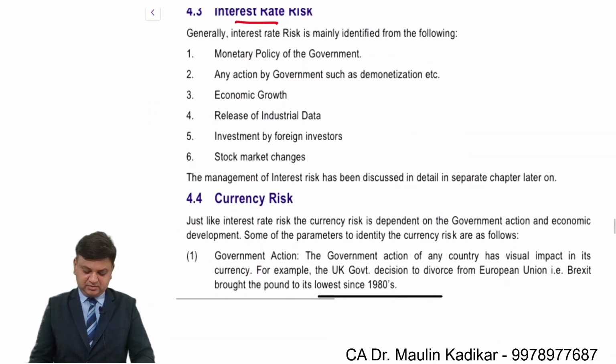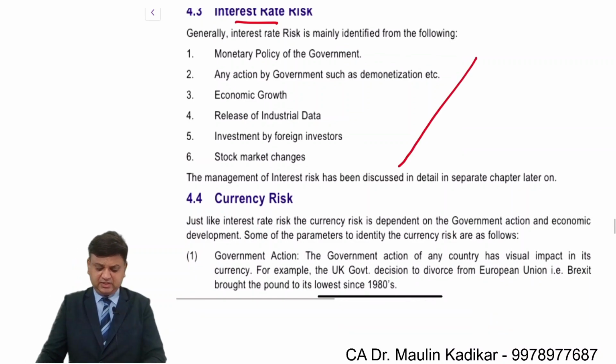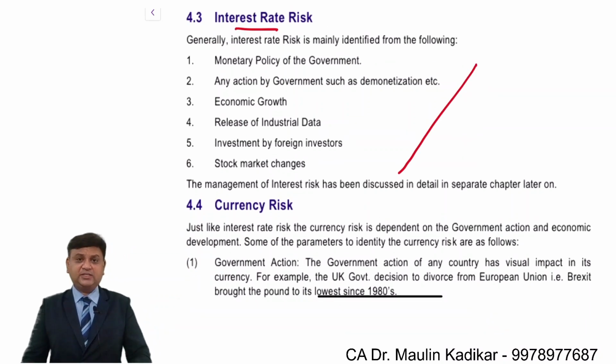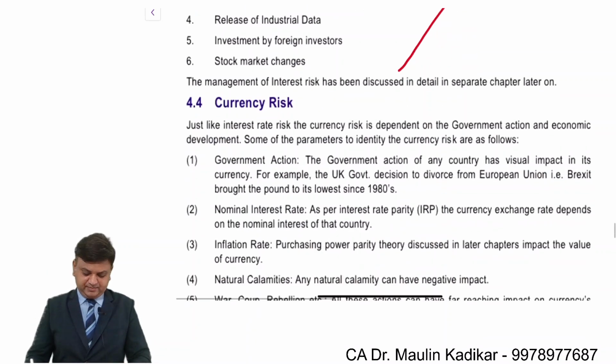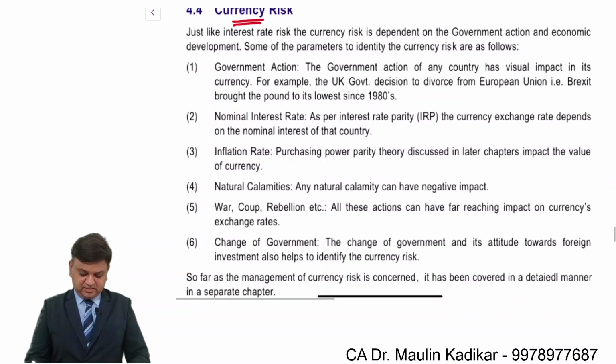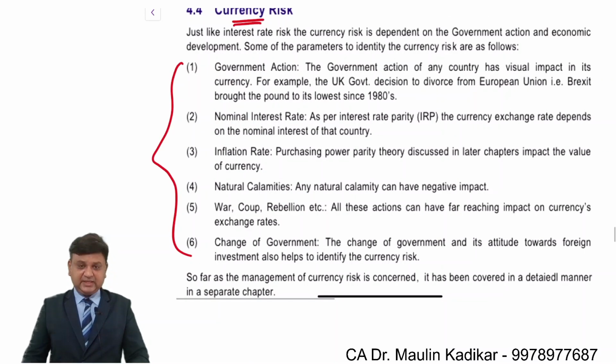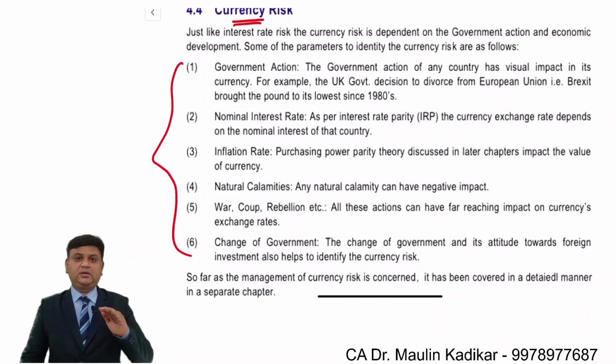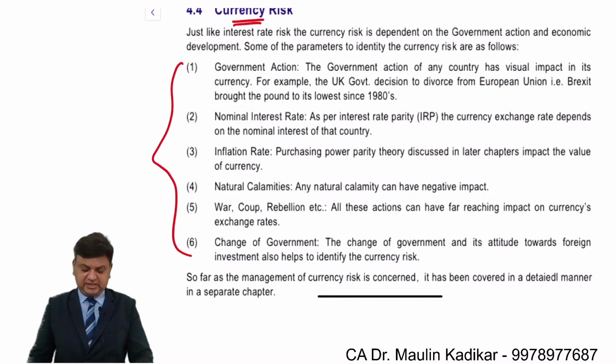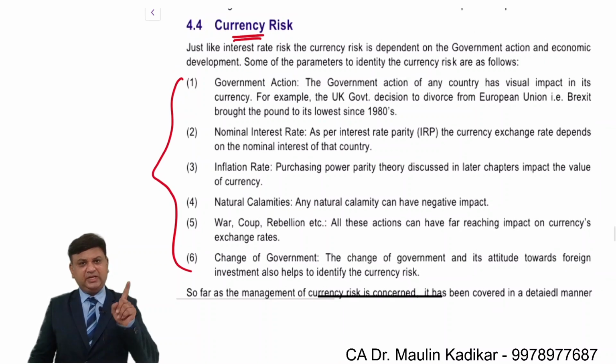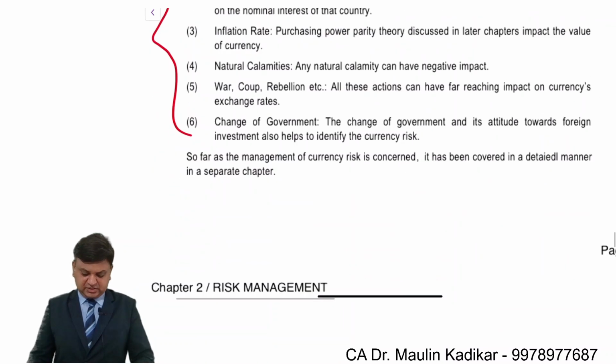Interest rate risk, in that, so these are the 6 things which are included in the interest rate risk. They have not provided how can you mitigate the same, because it is covered in the derivative. Currency risk, in that, again they have provided the different hints with which you can understand the currency risk. The mitigation is again covered in the foreign exchange risk management.